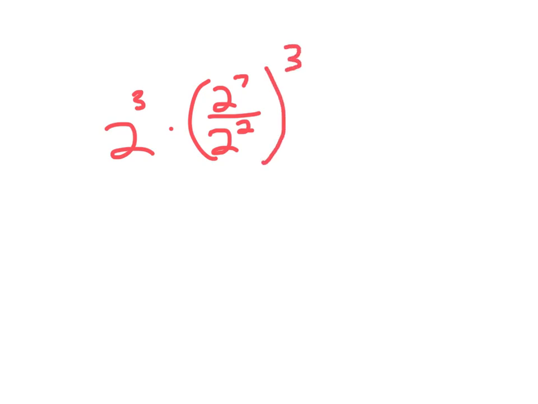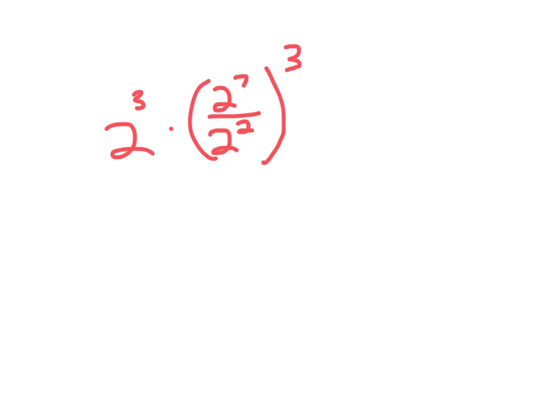And last but not least, we have a problem that implements all the things that we've learned so far. It's 2 to the 3rd power times 2 to the 7th over 2 to the 2nd cubed. So we need to go back to when we learned that, like a long time ago, all of us have learned that we always go and solve what's in the parentheses before we solve anything outside of it.